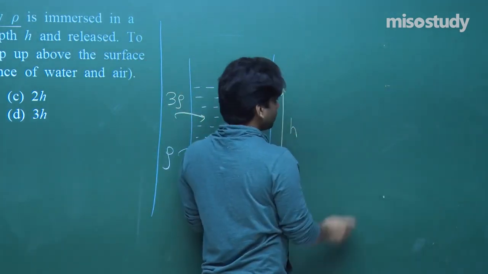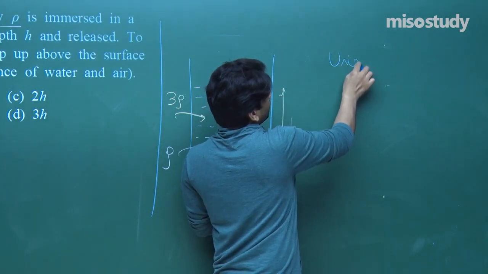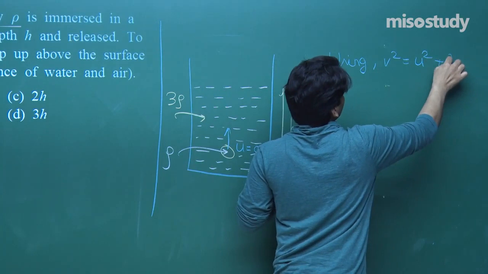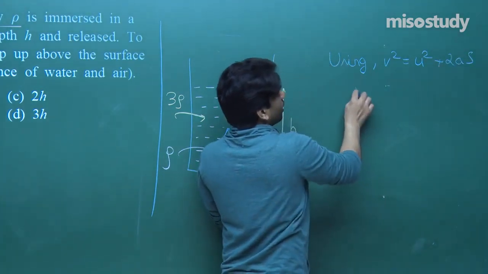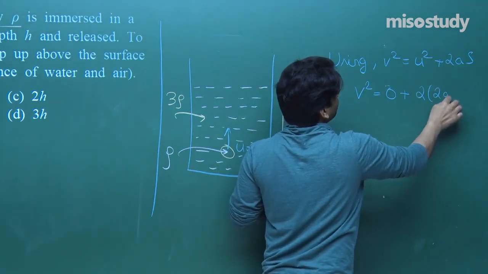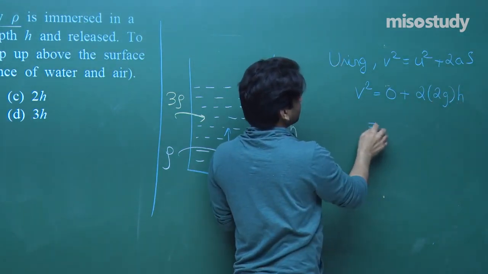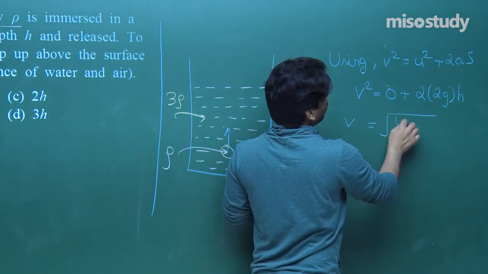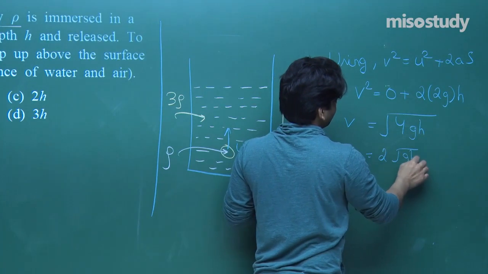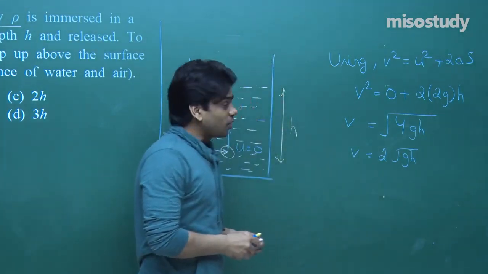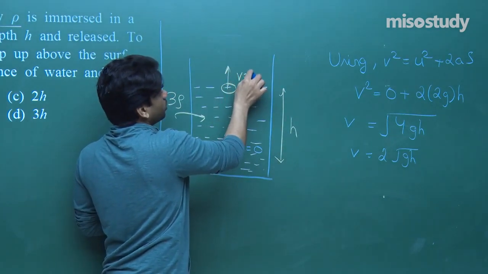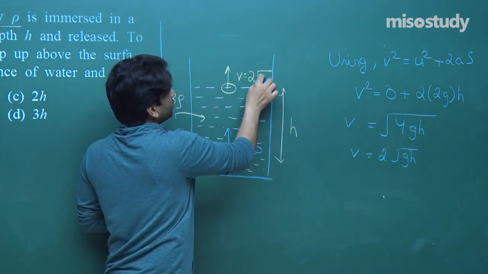So use the formula v square is equal to u square plus 2as. Here we need to find out the final velocity v. Initial velocity is 0, acceleration is 2g, s is h. So v will come out to be under root 4gh, that is 2 under root gh. This is the value of v. The velocity at this point when it reaches the surface will be equal to 2 under root gh.